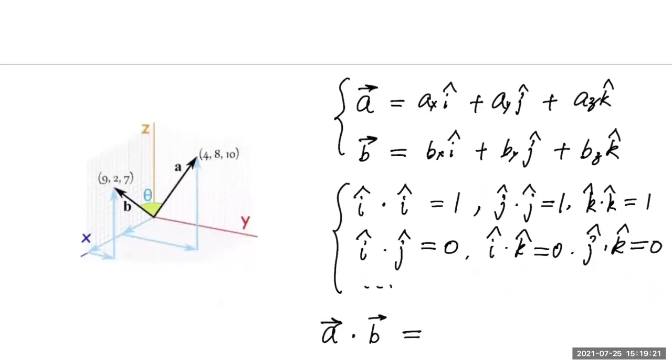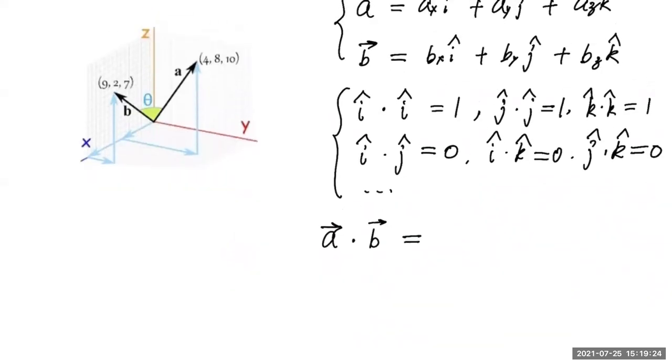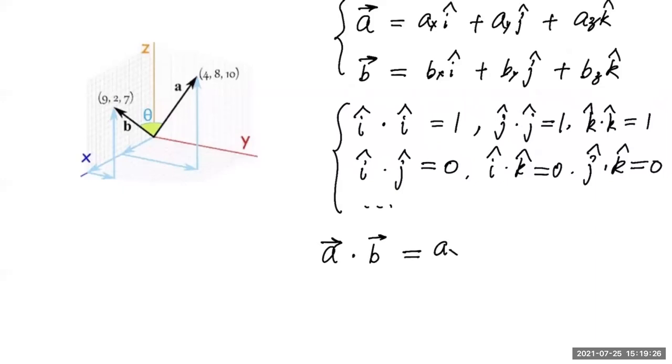Okay, so therefore, if you take A dot B, you're going to get only 3 surviving terms. You get AX, BX, right? That is for i dot i. And you get AY, BY, and that is for j dot j.